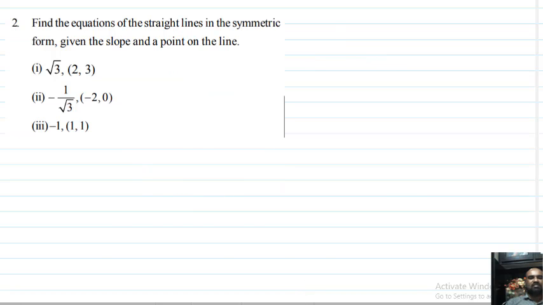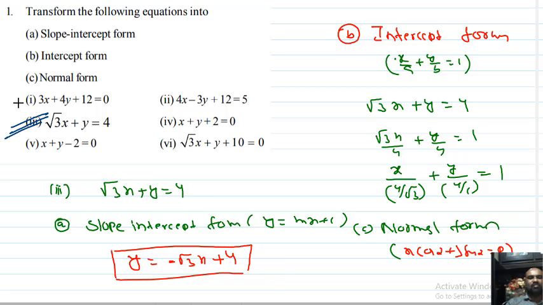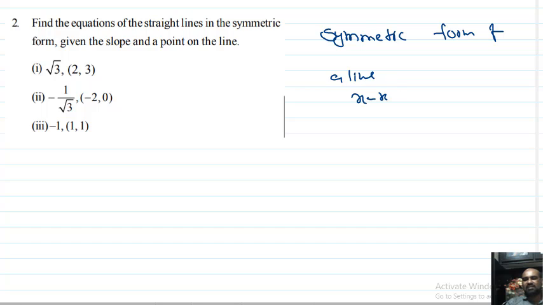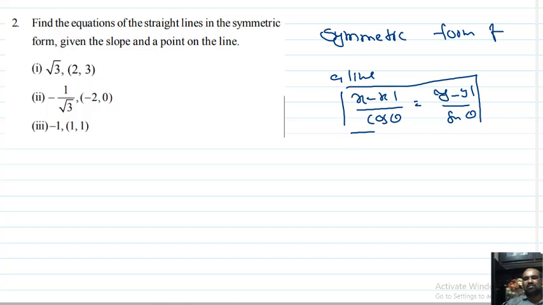Okay, students. So what I did, I completed problem number 3. Remaining problems you people can complete, easy only. We need to convert all the equations in the form of slope intercept form and normal form. Okay, students. So next problem, find the equation of the straight line in symmetric form, given the slope and a point. I will write the symmetric form. Symmetric form of a line. What is symmetric form? X minus x1 by cos theta equal to y minus y1 by sin theta. This is the symmetric form of the straight line. We want to write the equation in this form. Okay. What is given here?